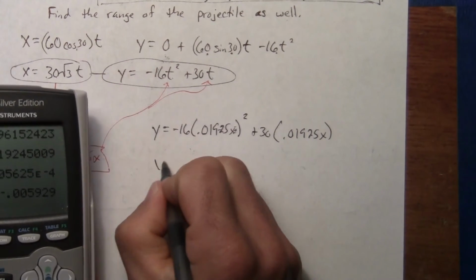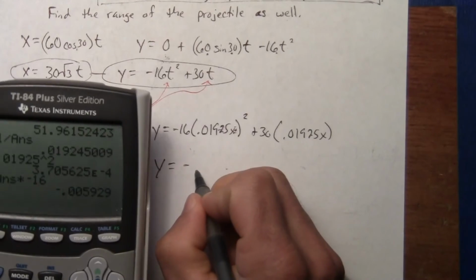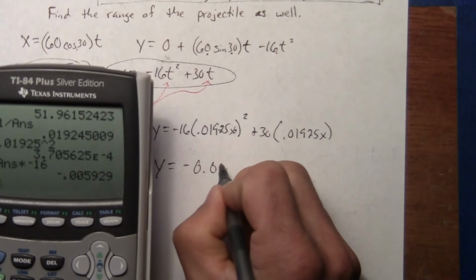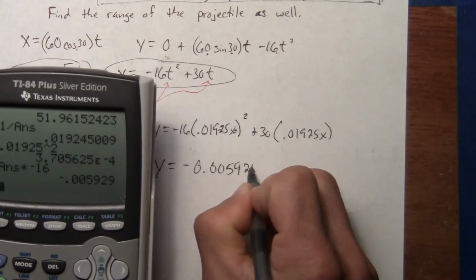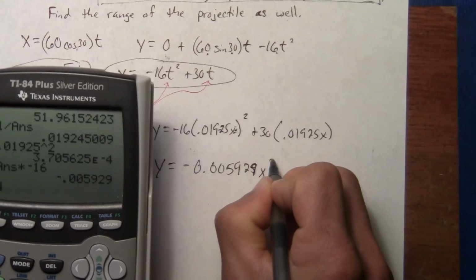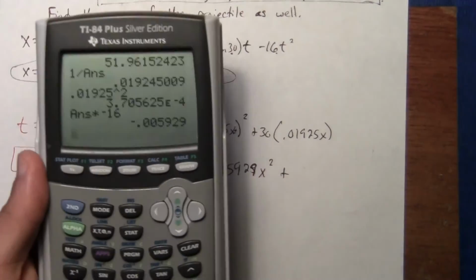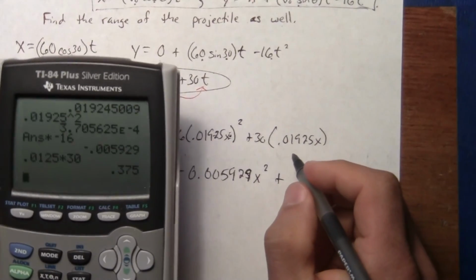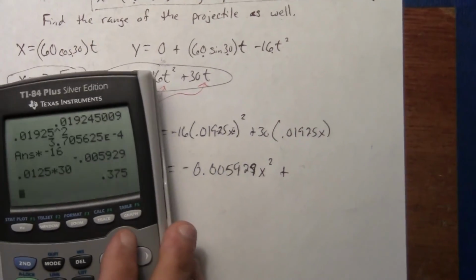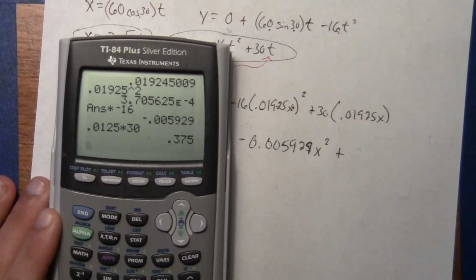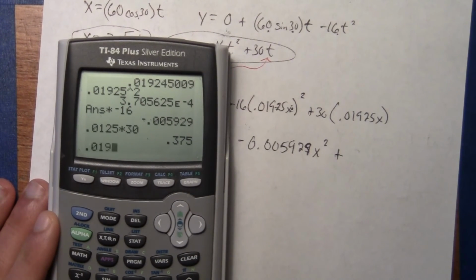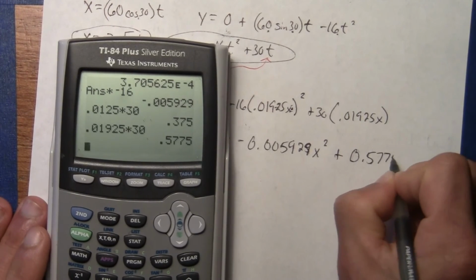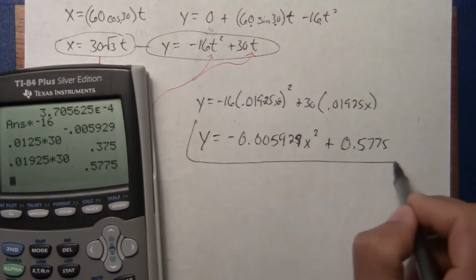And it looks like my equation is going to be y equals negative 0.005929x squared plus, now take 0.01925 times 30, and I should get plus something, didn't look right here. Oh, I punched the wrong number in, sorry. It's 0.01925 times 30. There we go. 0.5775. And here's my equation now in standard form.